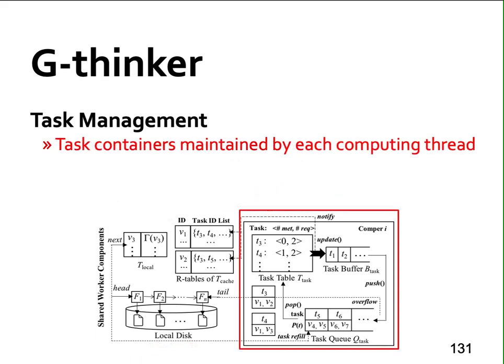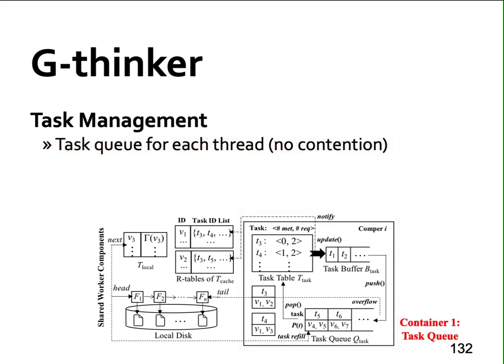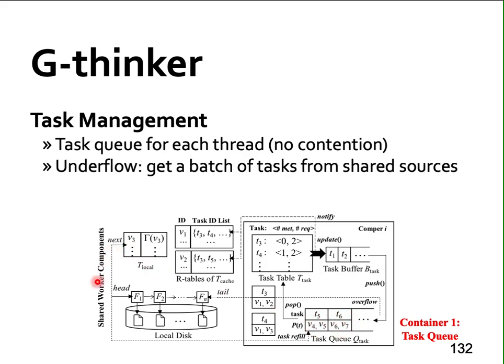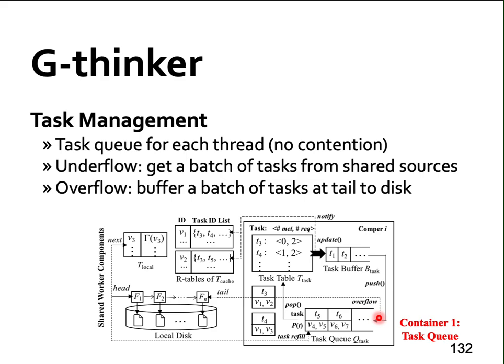Now let's look at those components inside each computing thread. The task queue keeps a list of tasks to be computed by the current thread along with their vertices to request. If the queue has too few tasks, we will refill tasks from one of the previous 3 task sources. If the queue is full but a new task needs to be added, we will first spill the last batch of tasks as a file to disk, and then append this new task.